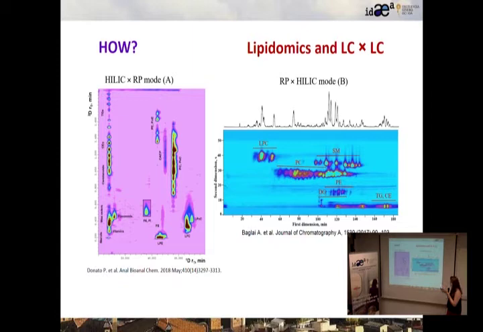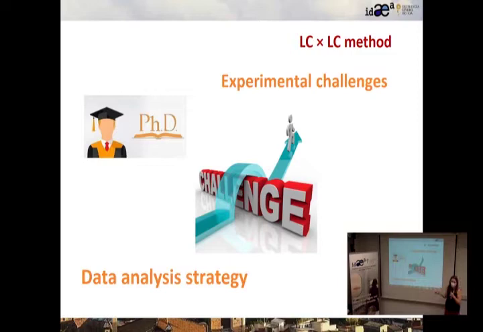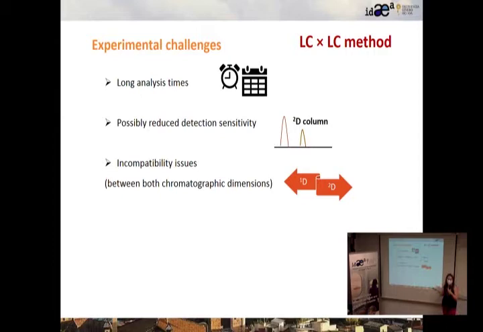Working with 2DLC is quite complex, but if it was easy, then it wouldn't be a PhD. So I've classified the problems I've encountered in two main groups, the experimental ones and the ones related with data treatment. First, I had to encounter long analysis times, normally up to 2 hours, so quite long. Also reduced sensitivity due to the fact that I'm using two columns, so my sample is diluting in both. And also incompatibility issues when I mix mobile phases from both columns.